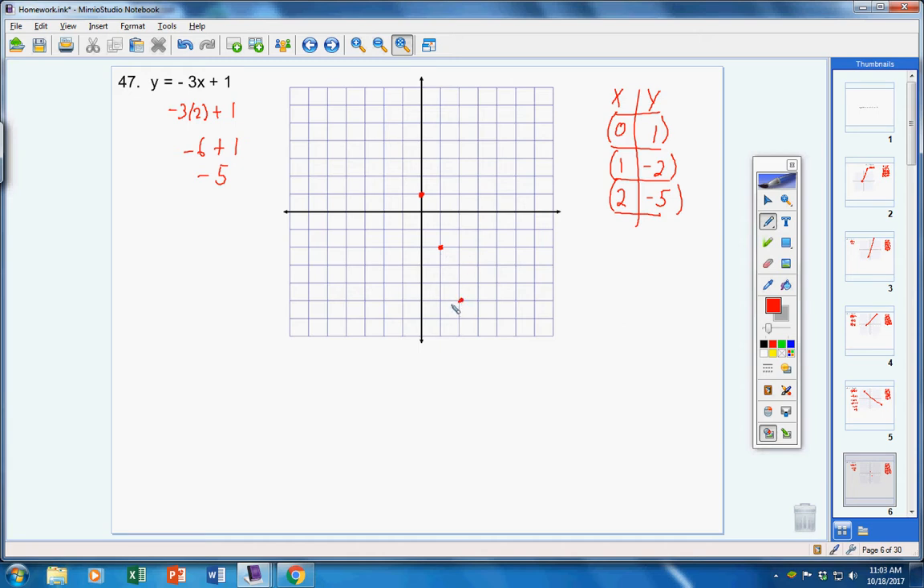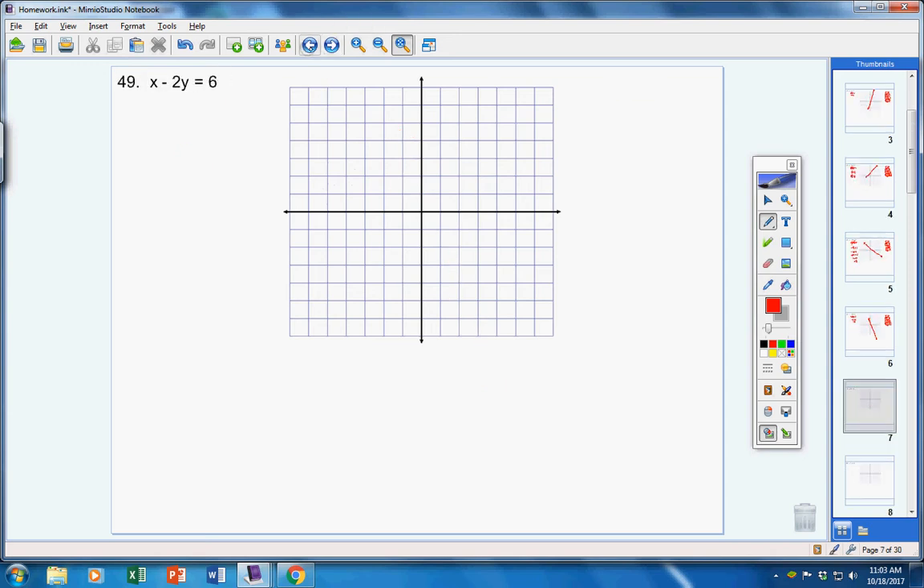And your 3 points do line up in a straight line. Not the best line in the world, but there you go. Again, pretty simple, guys. Alright, number 49.